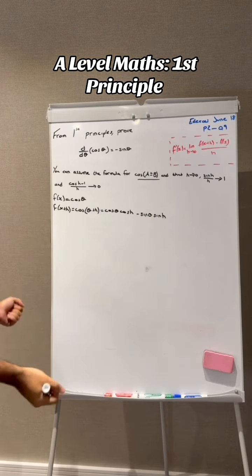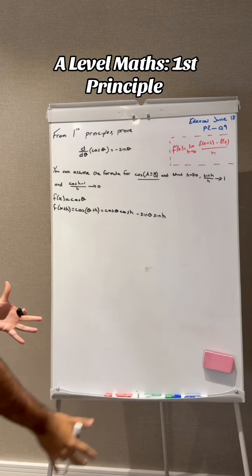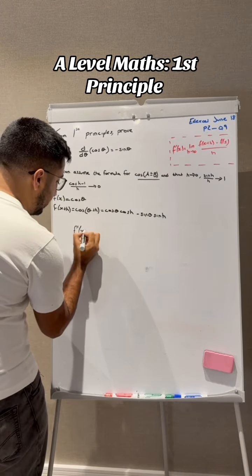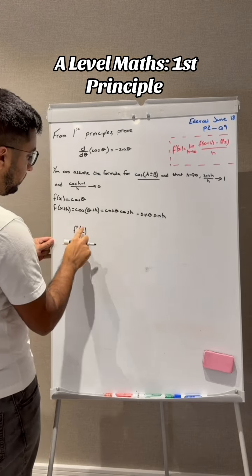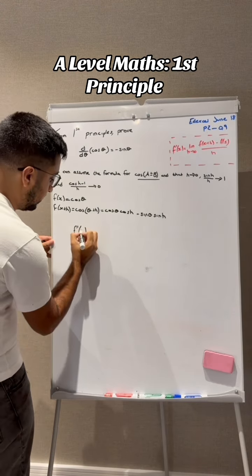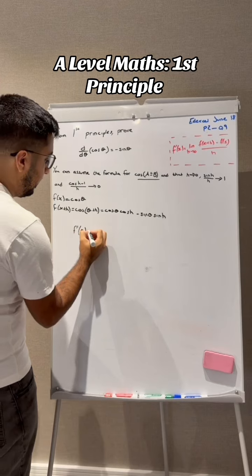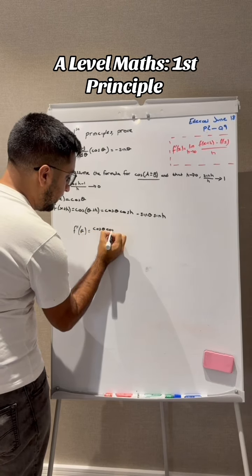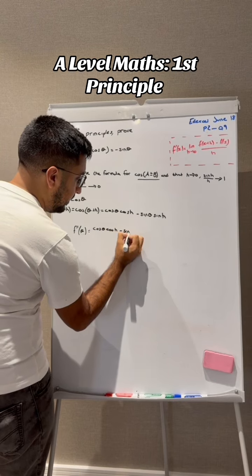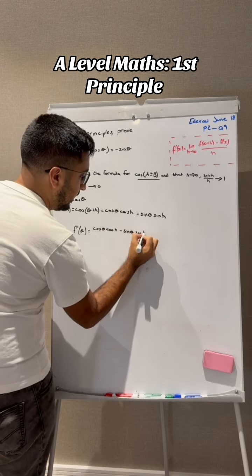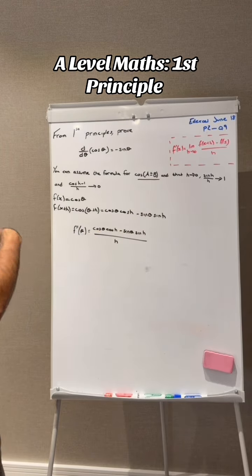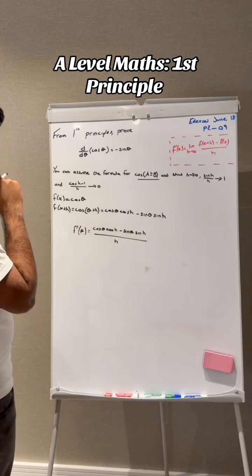And there's not much more we can do right now with expanding or manipulating, so we're just going to put it into the formula. So the differential, well, we should be using theta here because it's in terms of theta, would be cos theta cos h minus sine theta sine h over h. I'm ignoring the limits for a moment because we'll apply them at the end.